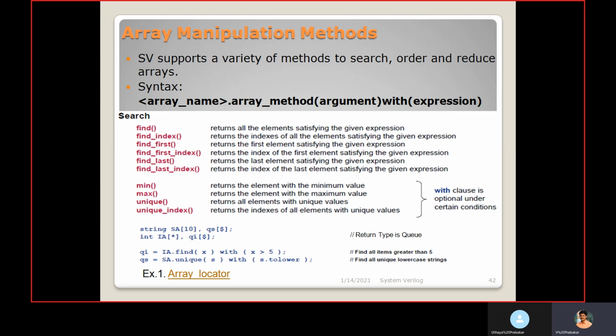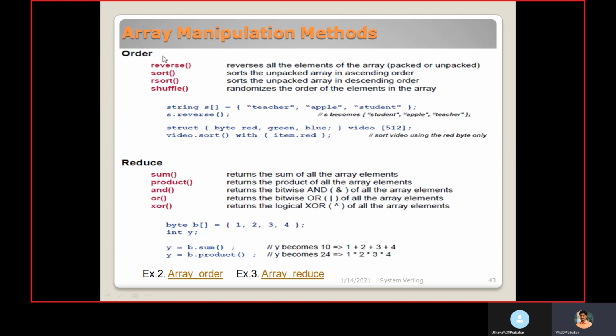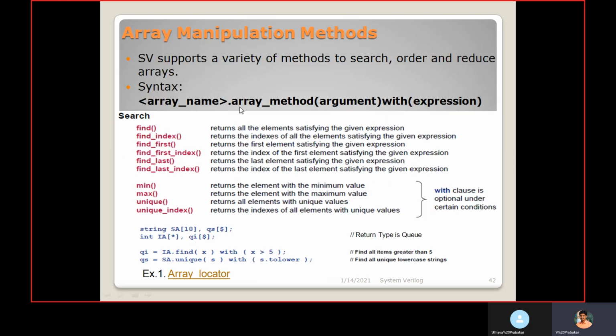Next we are going to discuss array manipulation methods. These methods are used to search, order, and reduce the array. These are the methods used for search, and these methods used for order, and these methods are used to reduce the array.